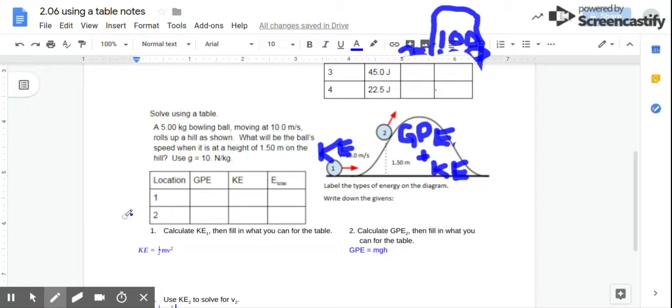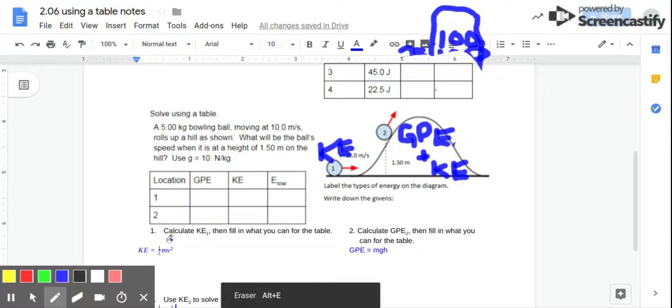So anyway, the next thing it says is write down the givens. Listen, I'm not going to write down the givens right now. I'll write them down in here because it's going to be way easier for me to type.